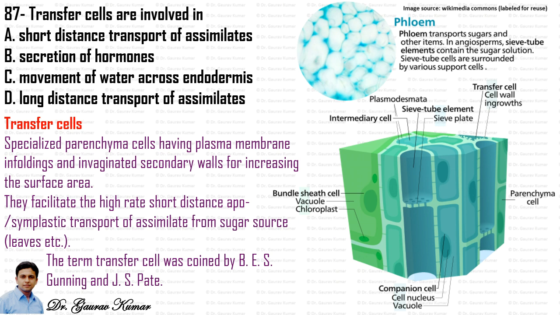They facilitate the high rate short distance apoplastic or symplastic transport of assimilate from sugar source, for example leaves, etc. And the term transfer cell was coined by B.E.S. Gunning and J.S. Pate. So the option A, that is transfer cells are involved in short distance transport of assimilate.